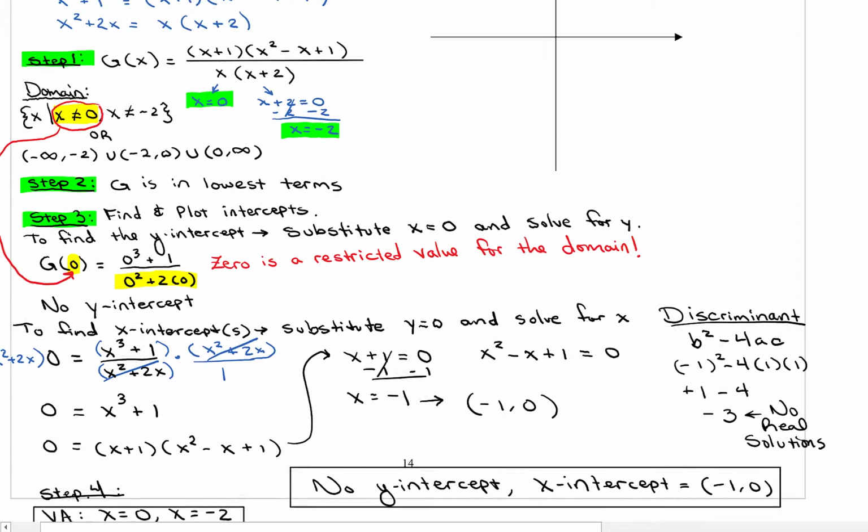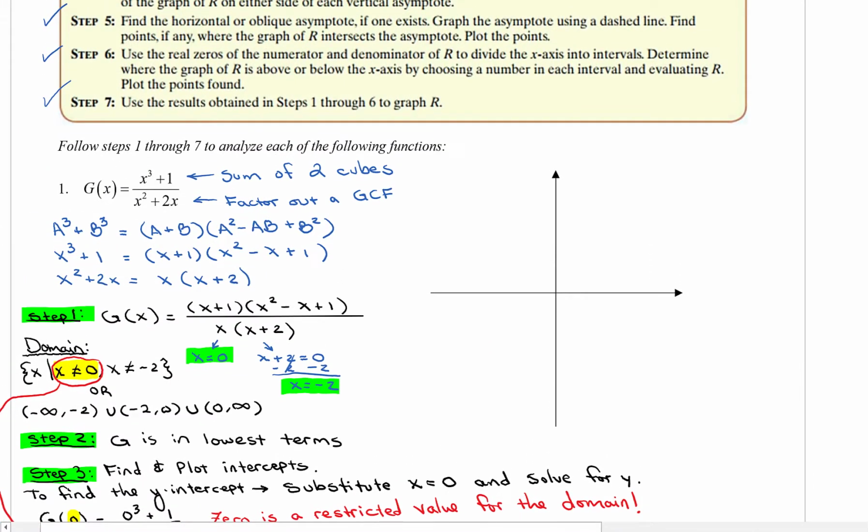And we are done. I'm not going to be plotting anything on the graph until the very end. So I'm going to wait till the very end to do all the plotting and graphing of the dashed lines. For horizontal, I'm going to look at the leading terms of the numerator and denominator. I've got x cubed over x squared.